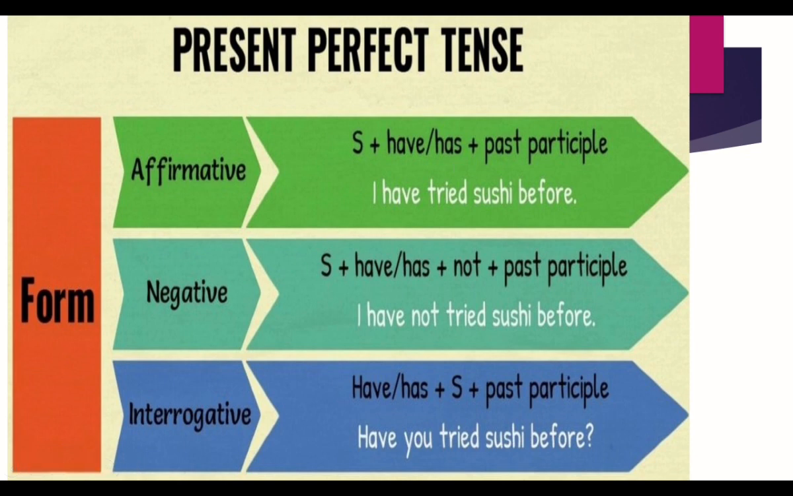I'm very sorry. We use have with I, we, you, and they. We use has with he, she, and it, plus past participle or verb 3. The negative form, subject plus have or has not, plus past participle. I haven't tried sushi before.